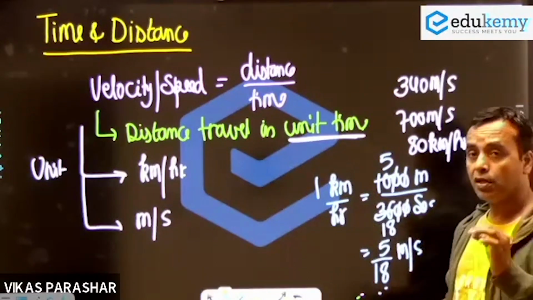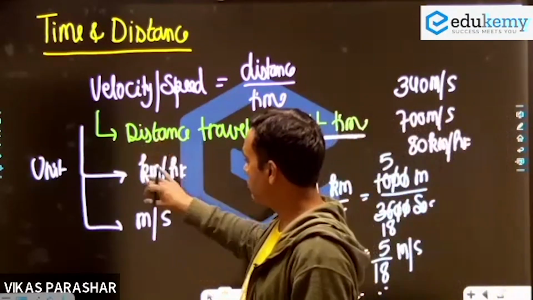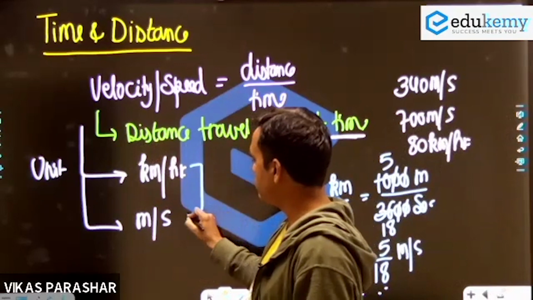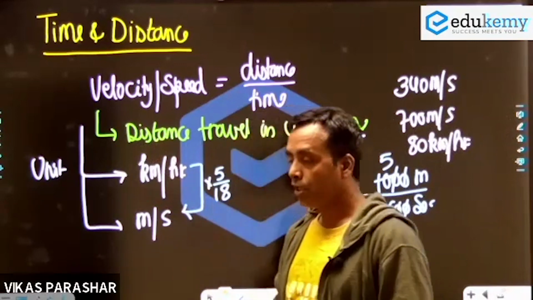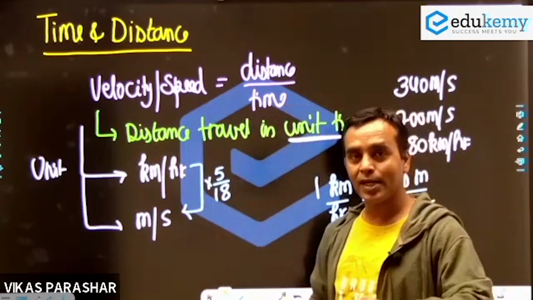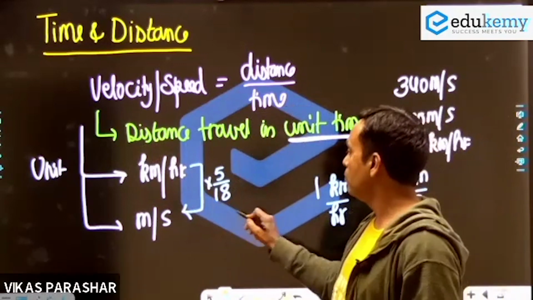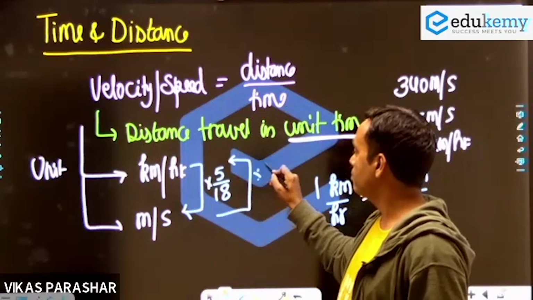It means in any question, if you want to convert velocity from kilometer per hour to meter per second, you have to multiply by 5 by 18. And the same thing, if you want to convert meter per second to kilometer per hour, you have to multiply by 18 by 5.